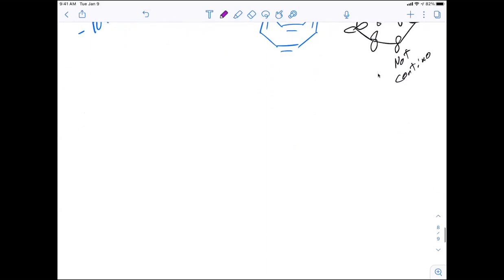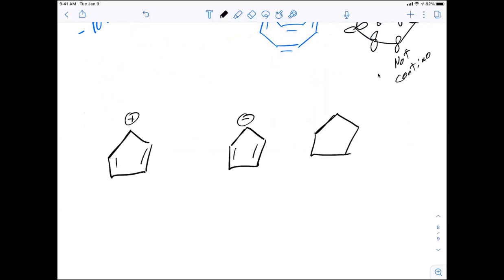Okay. We've got time for a few more. So now let's look at some different charged ones. Okay, y'all take a look at these, spend a little time. Feel free to talk to your neighbor if you're wearing a mask. Let me know if they are aromatic, non-aromatic, or anti-aromatic.